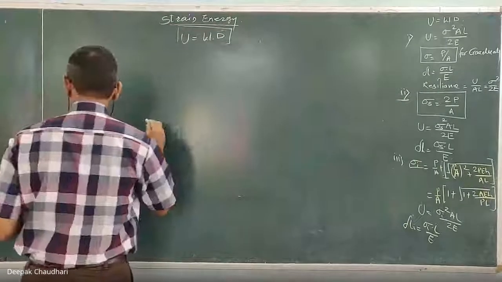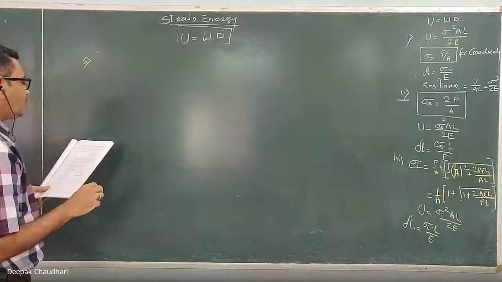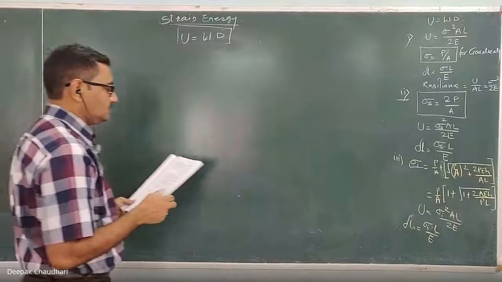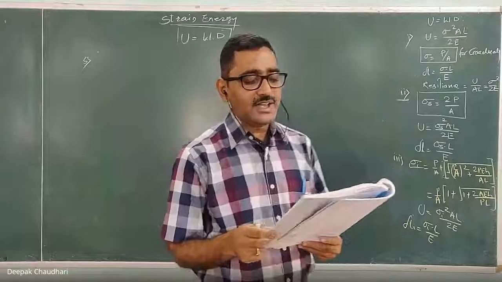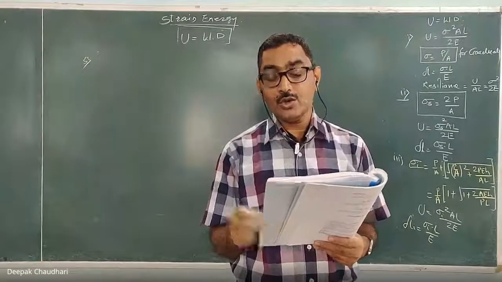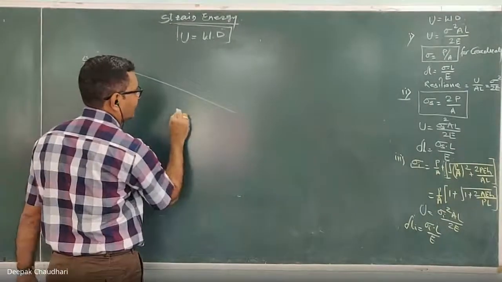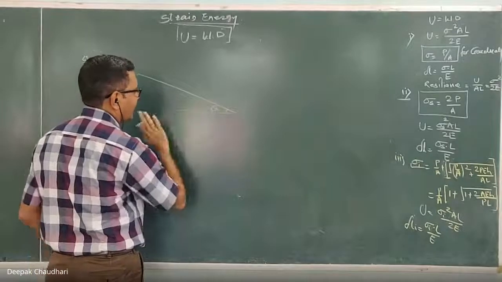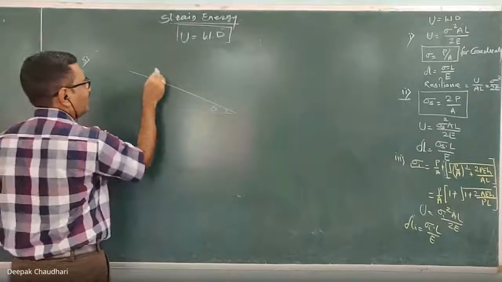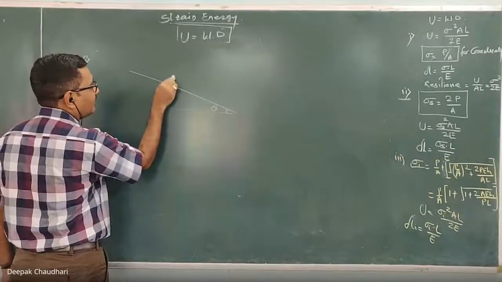Here, what is given? A wagon weighing 35 kilonewton is attached to a wire rope and moving down an incline. Here the wagon is moving down this incline. How much is the inclination angle? It is also not given. This wagon is moving down.